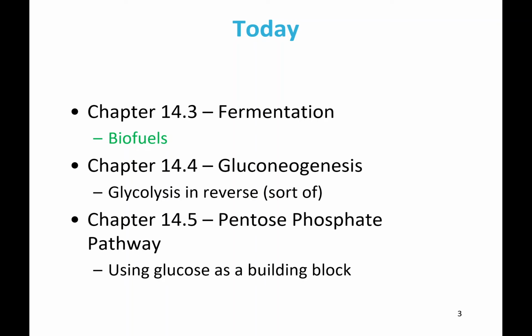And then we'll also cover at the end of this lecture the pentose phosphate pathway, which is sort of like using glucose as a building block. That'll be just very brief.